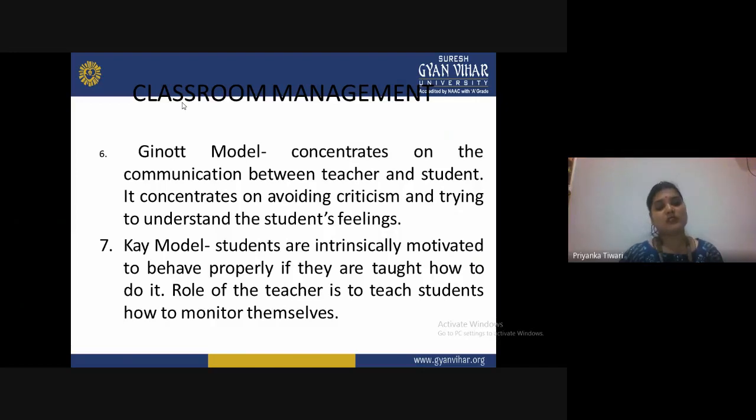In this model, students are intrinsically motivated to behave properly if they are taught how to do it. The role of the teacher is to teach students how to monitor themselves.